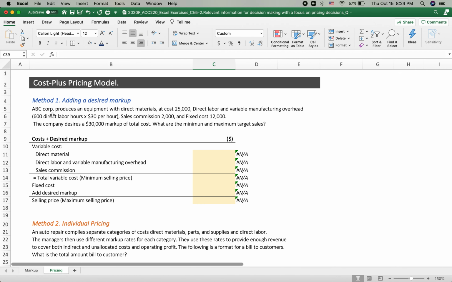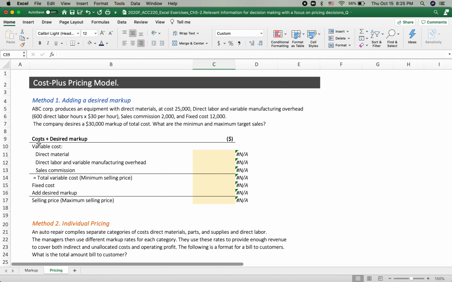ABC Corporation produces equipment with direct material at cost of $25,000, direct labor and variable manufacturing overhead of 600 direct labor hours times $30 per hour, sales commission of $2,000, and fixed cost of $12,000. The company desires a $30,000 markup of total cost. So from the total cost, what are the minimum and maximum target sales?